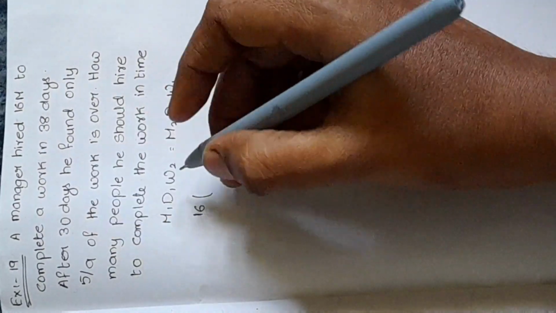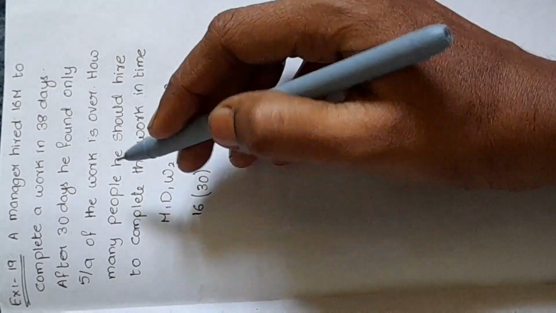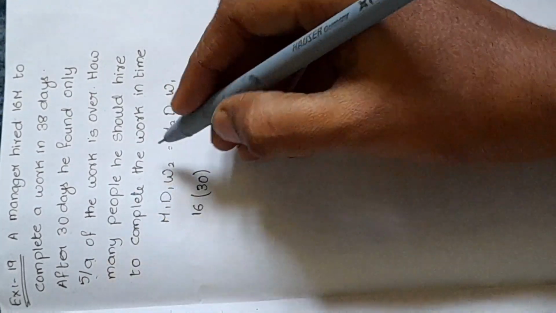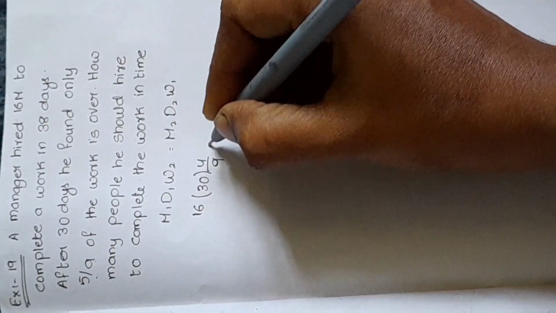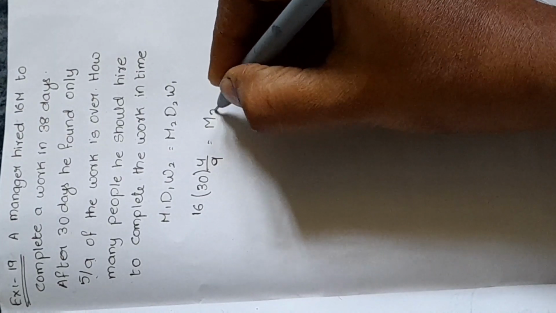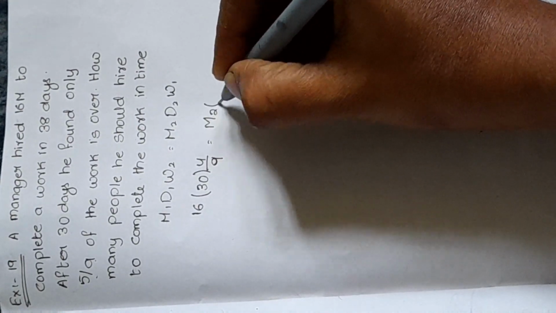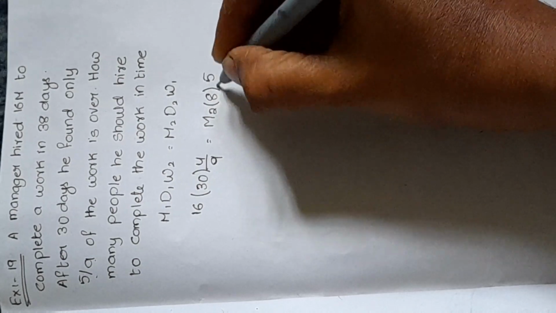Here M1 is 16 men. Number of days is 30 days. They only worked for 30 days. W2 is the work completed, 5 by 9. The leftover work is 4 by 9. M2 is we don't know. D2 is for how many days? Leftover days is 8. Work is 5 by 9.